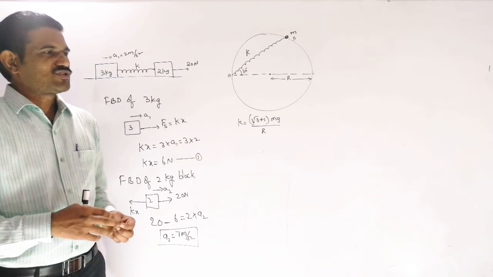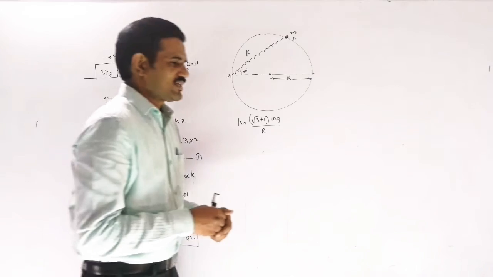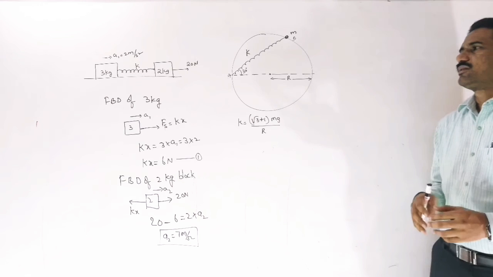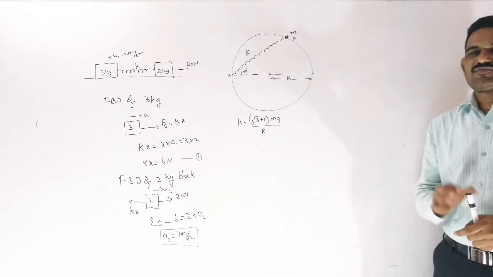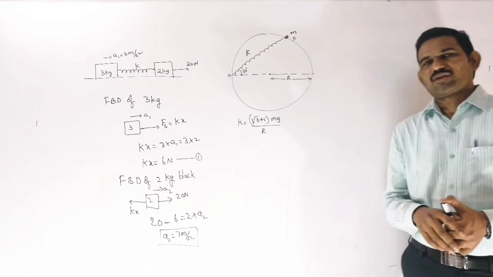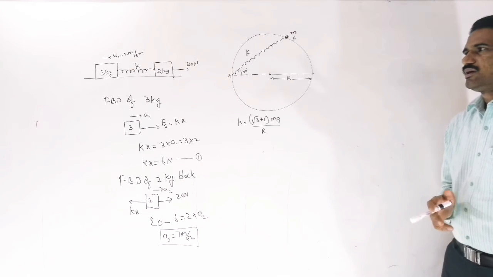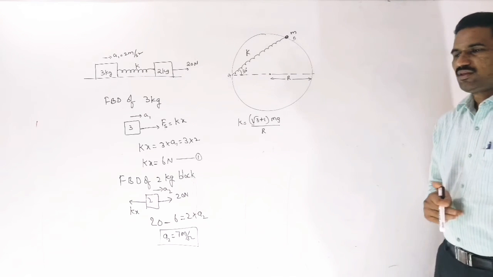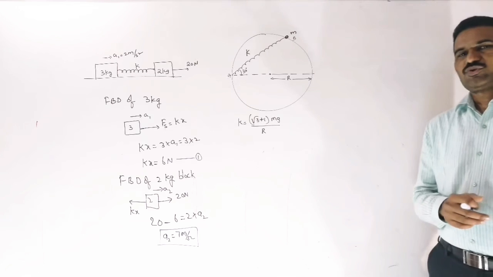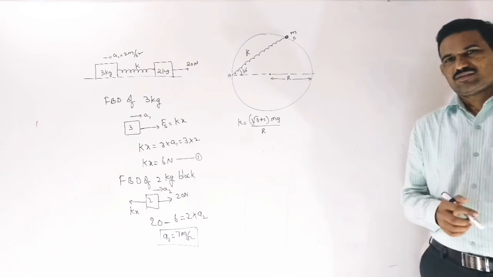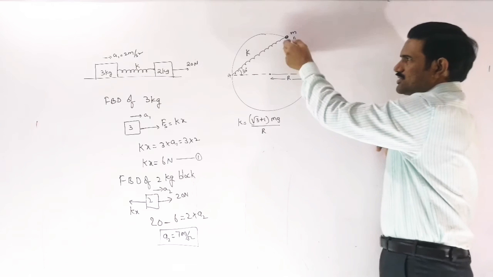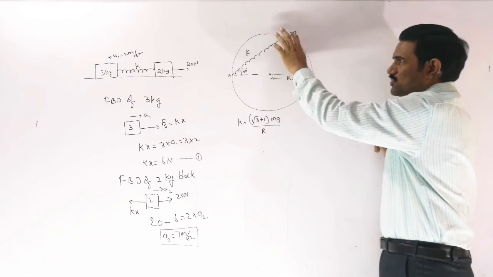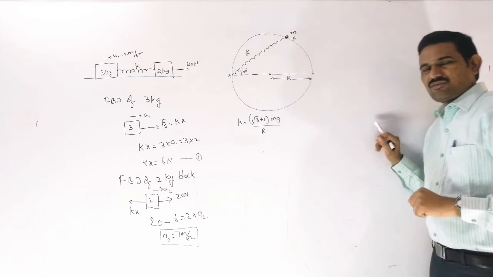If the ring is placed in a vertical plane, find the normal reaction between the bead and the ring immediately after releasing from the position B. Right? So is it clear? Just simply the question is we are releasing from here. Immediately after releasing, what is the contact force between the bead and the ring, we need to calculate here.